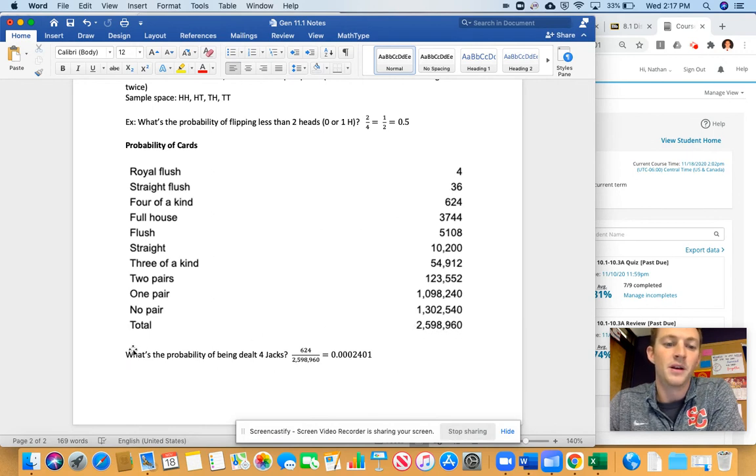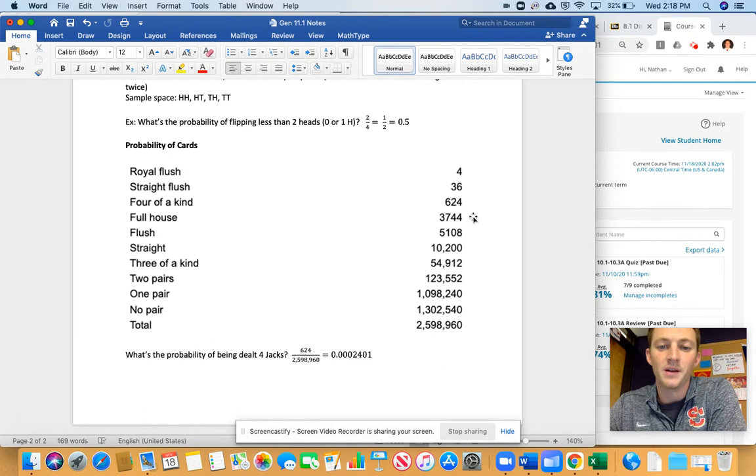So if our question is what is the probability of being dealt 4 jacks, that would be a 4 of a kind. So we're going to go to our 4 of a kind, and there are 624 different ways to have a 4 of a kind. We're going to take that 624 and divide it by the total, and that's going to be 0.0002401.